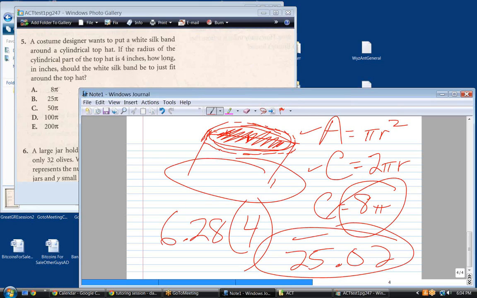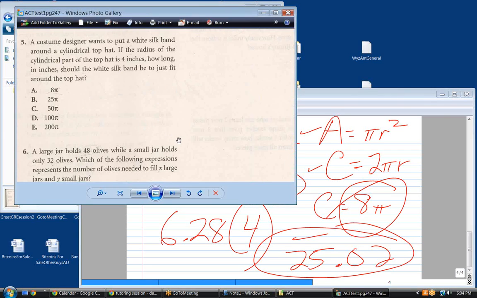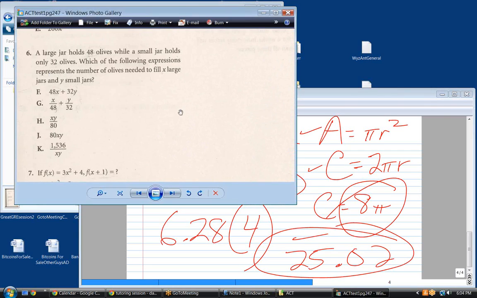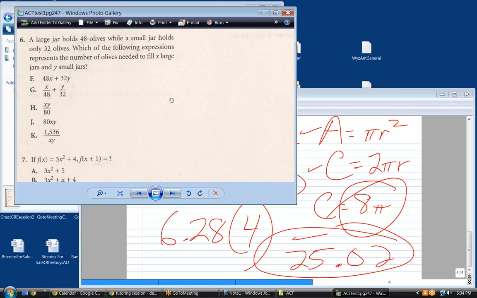So by looking at the answers first and knowing that our answer is going to have pi in it, keeps us from making a bad mistake early on in solving the problem. In general, you're not going to want to convert any pi's to 3.14. They pretty much give all the answers in terms of pi.